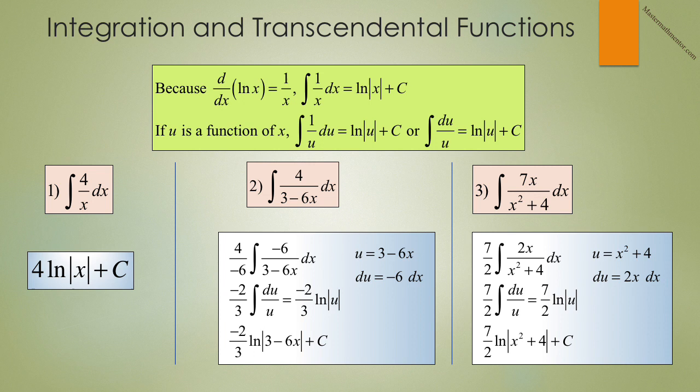3 reads the integral of 7x over x squared plus 4 dx. U equals x squared plus 4, du is equal to 2x dx. We move the 7 to the outside, multiply by 2 on the inside, and divide by 2 on the outside, getting 7/2 the integral of 2x over x squared plus 4 dx. And that becomes 7/2 integral of du over u, which is 7/2 natural log absolute value of u. Final answer, 7/2 natural log absolute value of x squared plus 4 plus c.